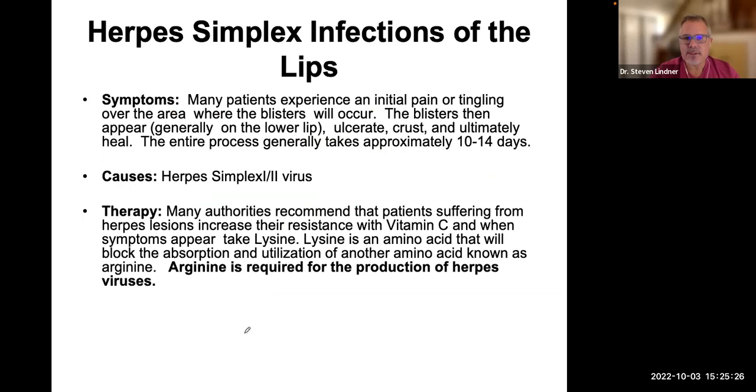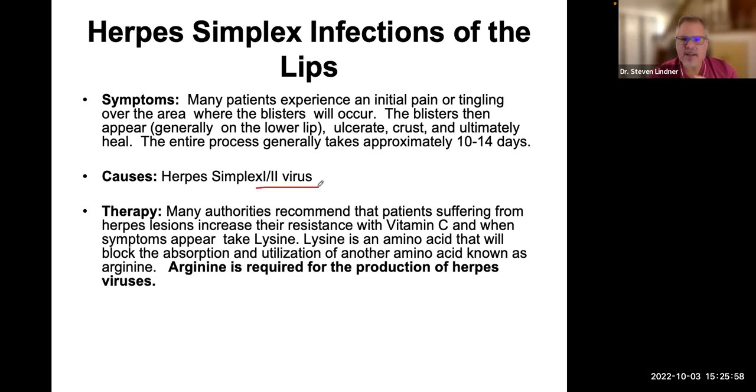They tend to only come out and express themselves again when the opportunity arises, which is a suppressed or weakened immune system. The symptoms of herpes, in many patients, they'll experience some initial pain in the beginning, a little bit of tingling over the area where the blister is about to occur. It typically shows up in the lower lip. It starts to ulcer, it blisters, and then it crusts, and then it heals. It could take around 10 to 14 days for this to happen. The causes are both herpes simplex 1 and 2 virus.